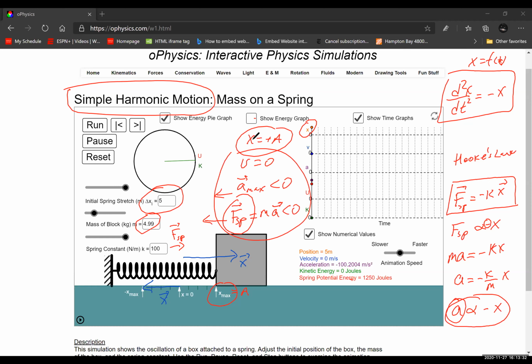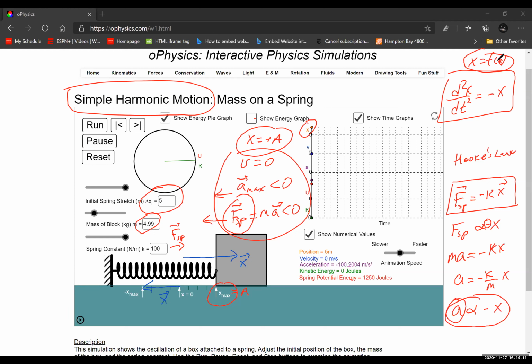Once we let go, it's going to undergo simple harmonic motion, which is oscillatory motion. It's called simple harmonic motion because we're going to get a sinusoidal graph. What we're going to see is that if we take x to be some kind of function f of t and take the derivative of that twice, we get the same thing, but the negative of that. So let's go ahead and run this. You can also see the position versus time graph. There are several graphs: velocity versus time, acceleration versus time, and even kinetic and potential energies, which we'll also talk about.